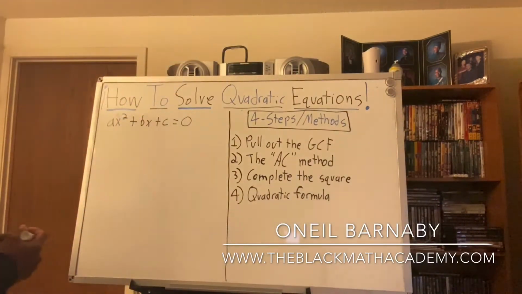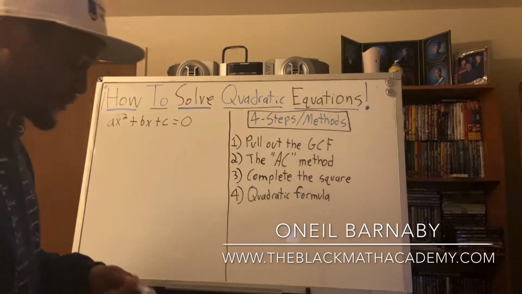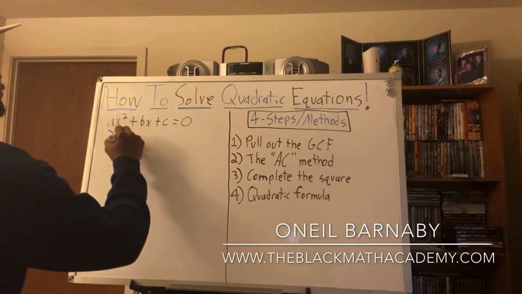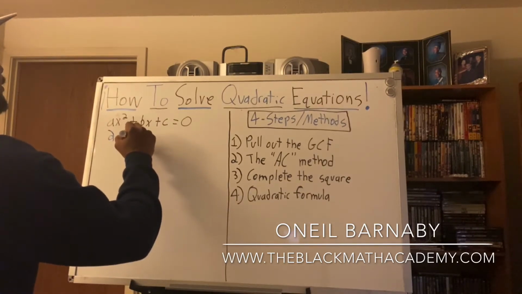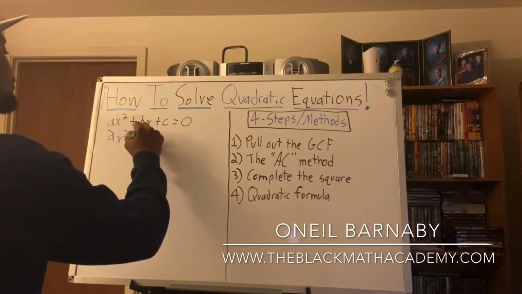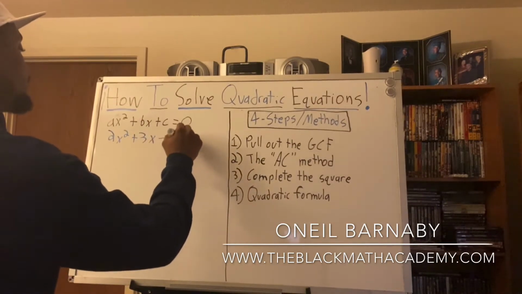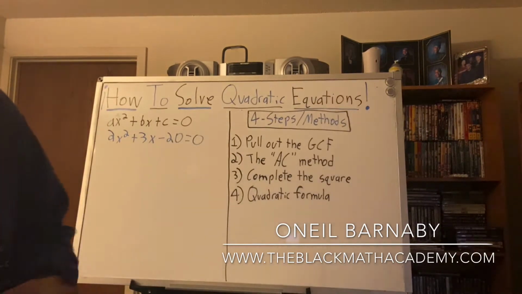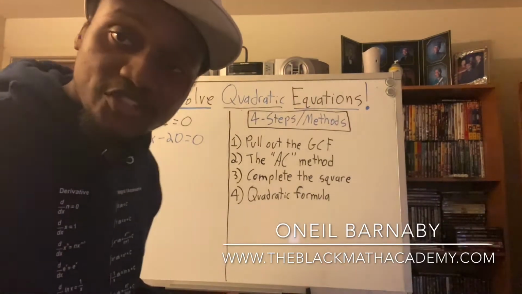Whatever the quadratic equation is, it needs to be written in this form before you can even do any solving. All right, so to give you guys an example to go about solving quadratics using the AC method, let's say you had 2x squared plus 3x minus 20 equaling 0. Okay, so we have 2x squared plus 3x minus 20 equaling 0.